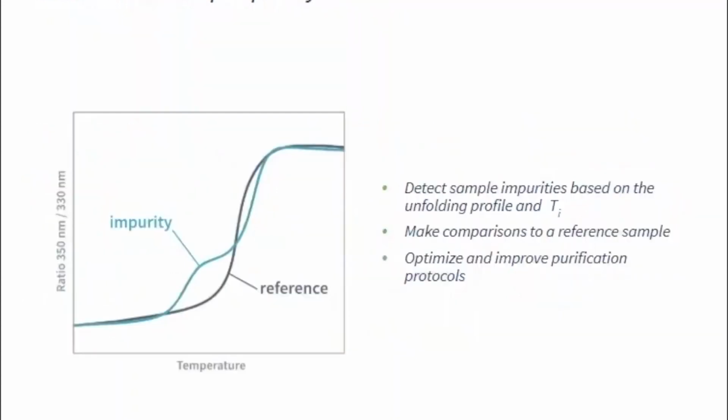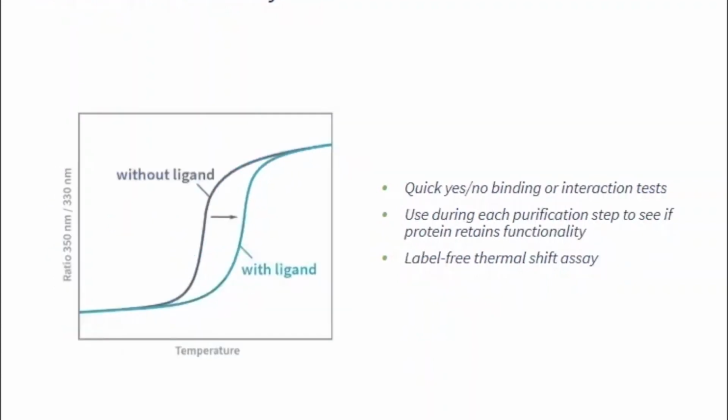You can use Tycho to determine sample purity. As I mentioned, use these unfolding profiles and the inflection temperatures that are measured to detect impurities in your sample when you compare those to your reference material. You can imagine doing this along each of the steps of your purification protocol, and therefore maybe stop the process or optimize to reduce the impurities that may be coming along in that process.